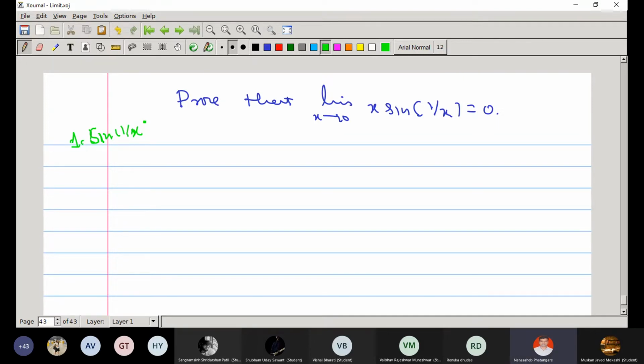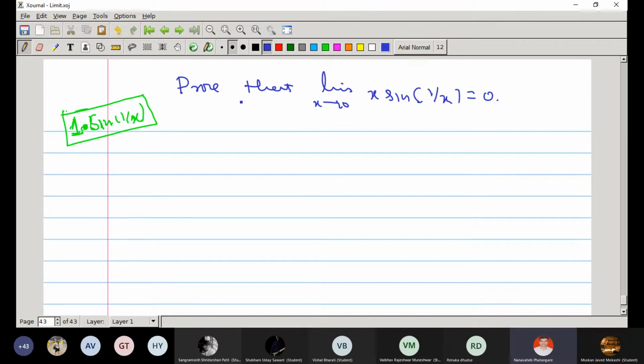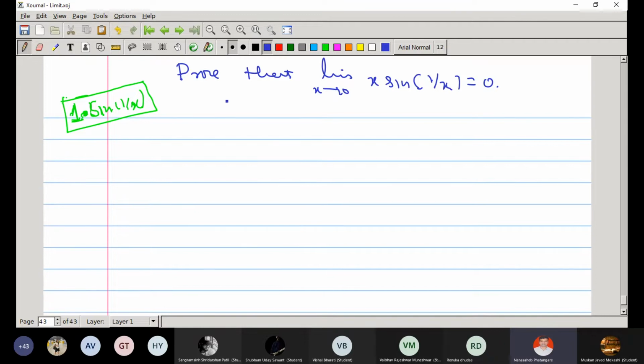1 into sine 1 by x. That means sine 1 by x. But this limit does not exist. Right? When I say sine 1 by x, it means 1 into sine 1 by x. So this limit does not exist. So you have to have some concrete way. We'll see some other results also, but you should have some concrete way. What is that concrete way?